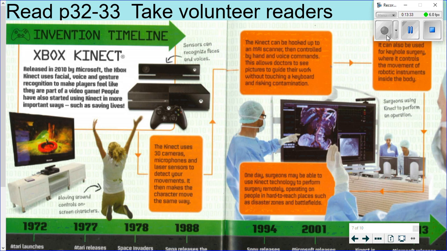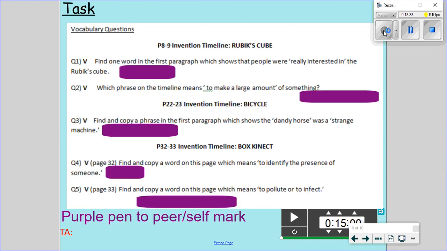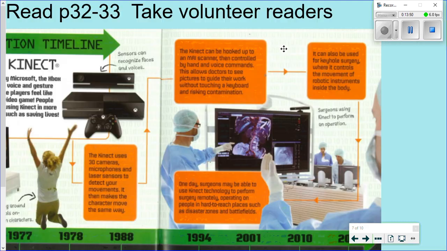Press pause. And finally, question number 5. Find and copy a word on this page which means to pollute or to infect. Now, I may have given you a little clue when I was talking about the germs. So where on this page, so not that bit, this bit here, can you find a word that means to pollute or infect? Think about what they were trying to stop getting the germs on.